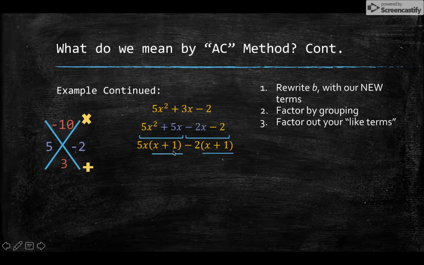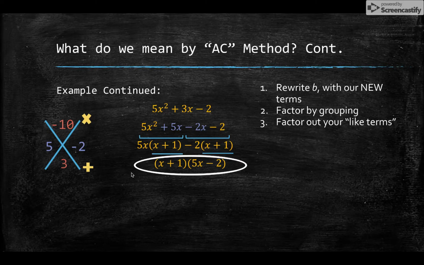Next, we're going to factor out that like quantity so that we have x plus 1 times what's left when we factor out x plus 1, 5x minus 2. And that is how we have arrived at our factored form of 5x squared plus 3x minus 2 equals the quantity x plus 1 times the quantity 5x minus 2.